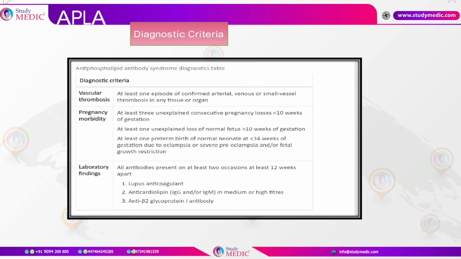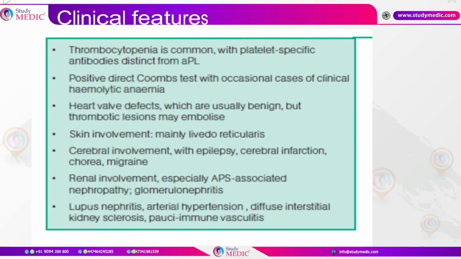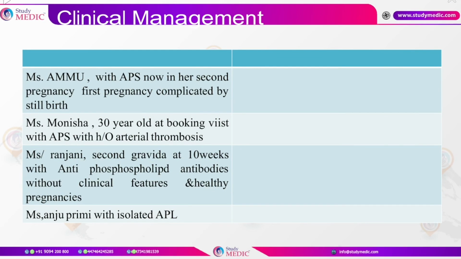Pregnancy morbidity, which includes at least 3 unexplained consecutive pregnancy losses at less than 10 weeks of gestation. At least one unexplained loss of a normal fetus at more than 10 weeks of gestation. At least one preterm birth of a normal neonate at less than 34 weeks of gestation due to eclampsia and severe preeclampsia. So these are the clinical features of APLA syndrome.